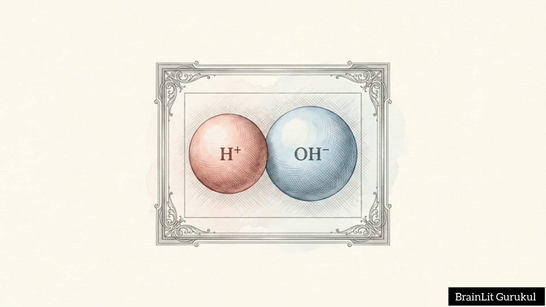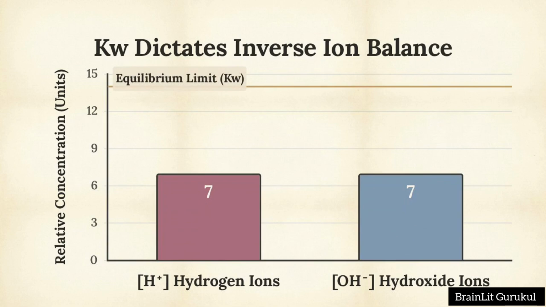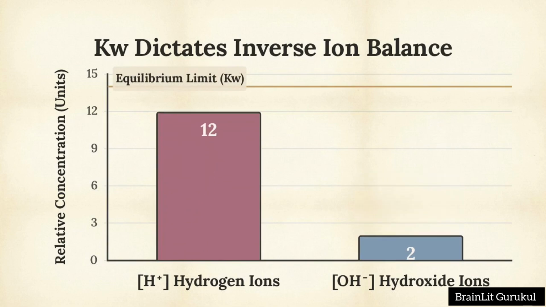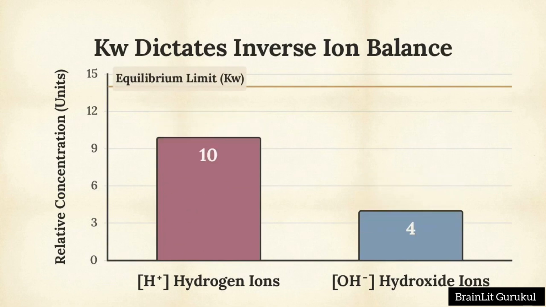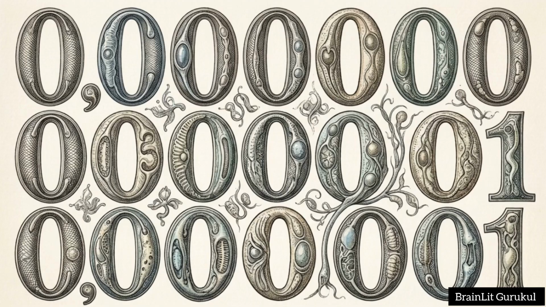This constant is a mathematical anchor. In pure water at room temperature, the product of these two ions is fixed. Because Kw never changes, any increase in hydrogen ions requires a corresponding inverse decrease in hydroxide ions to maintain the equilibrium. Working with extremely small concentrations, like 10 to the negative 14th, is cumbersome. It requires a more functional way to track proton levels.